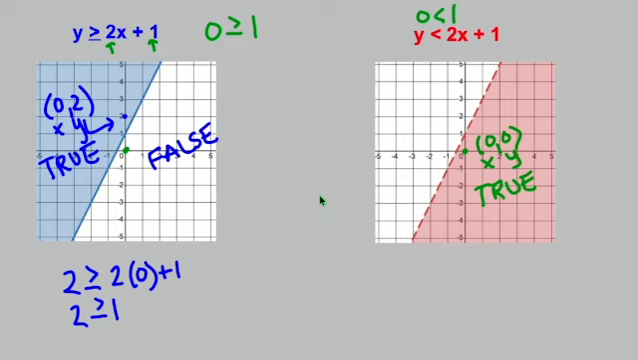So really, a linear inequality is nothing more than the one we did earlier, y equals 2x plus 1, except we have to decide, do we make it a solid line or a dotted line, depending on whether or not it includes equals, and then we have to decide what side to shade. Do we shade above it, or do we shade below it?